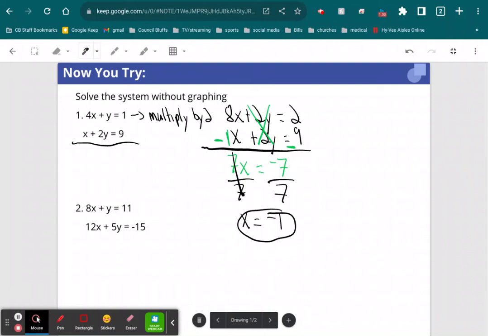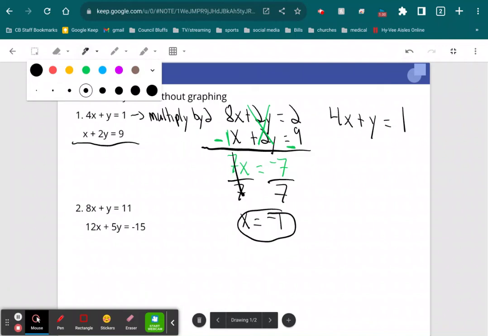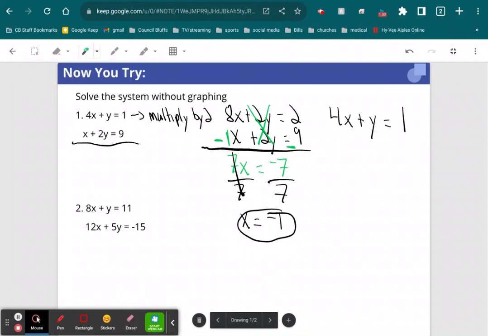All right, now I'm going to plug back into either of the two original equations because I found x. Now I have to find y. So I'm going to pick whichever one looks easier. In this case, it really doesn't matter which one we pick. So I'm going to pick the first one, 4x plus y equals 1, and I'm going to substitute, or plug in, negative 1 for x.